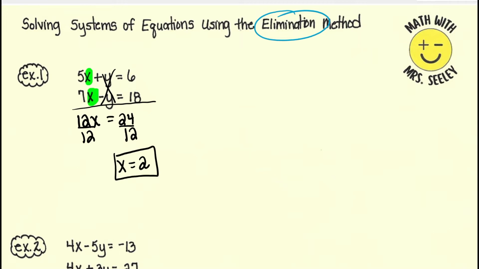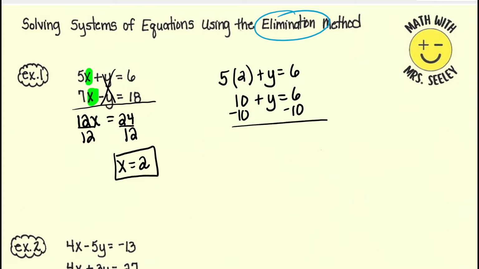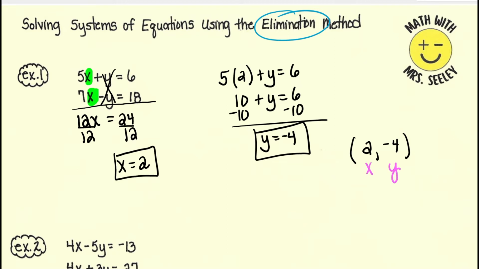I'm going to go to that top equation. So I'll say 5 times 2 plus y is equal to 6. So 10 plus y is equal to 6. Subtract your 10 over, and y is equal to negative 4. Now, some teachers like you to write that as an ordered pair, x, comma, y. Remember that in every ordered pair, your x coordinate comes first and your y coordinate comes second.